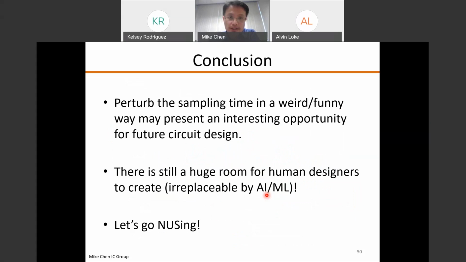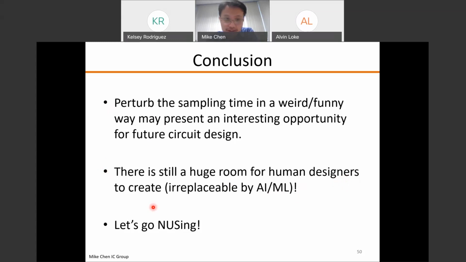Okay. All right, so let me conclude my talk. Hopefully, today I showed you a few examples, from ADC to radio transceivers. And I think the message here is that we can perturb the sampling time in a weird or funny way, and I believe it may present some interesting opportunities for future circuit design. Secondly, I wanted to point out that I believe there is still a huge room for the human designer to create, and I believe this is not replaceable by AI or machine learning. I know a lot of people are talking about this today, and indeed they can do certain things. But to create room like this, I think that still ultimately relies on the human designers.